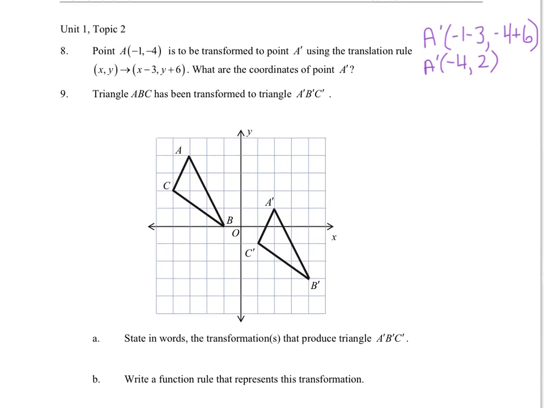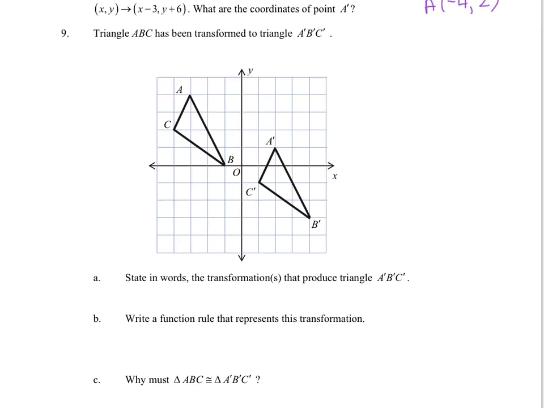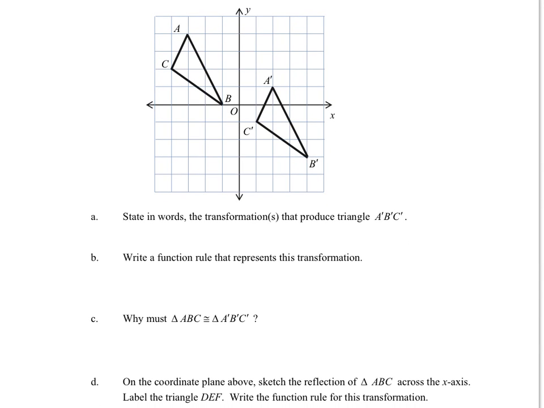Question number 9 says, triangle ABC has been transformed to triangle A prime, B prime, C prime. State in words the transformations that produce triangle A prime, B prime, C prime. Well, what we can see is that point A moved 1, 2, 3, 4, 5 units to the right and 1, 2, 3 units down. Point B moved 5 units to the right and 3 units down, and C moved 5 units to the right and 3 units down.